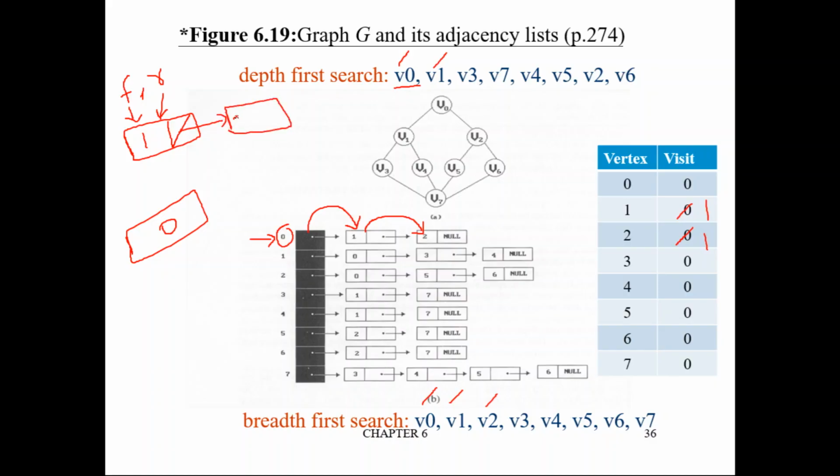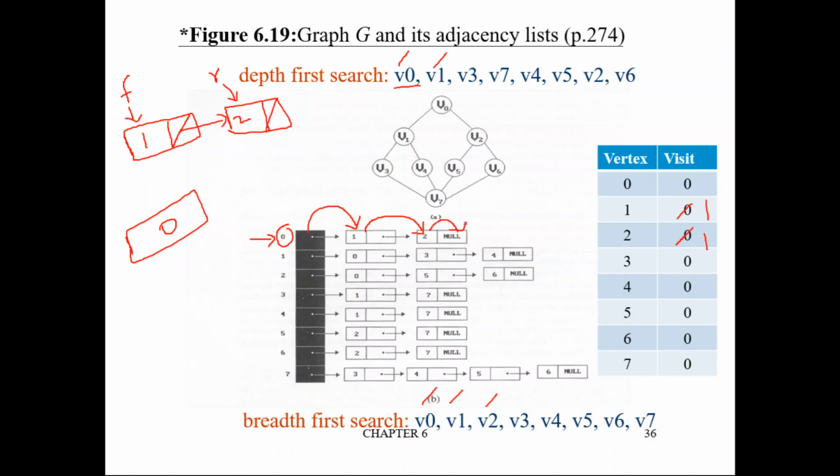So 2 will come here, and 2's pointer is pointing to null. Now rear is pointing to 2, front is pointing to 1. So this is the situation now. Now what we will do, go to the next. 2's next is what? Null.